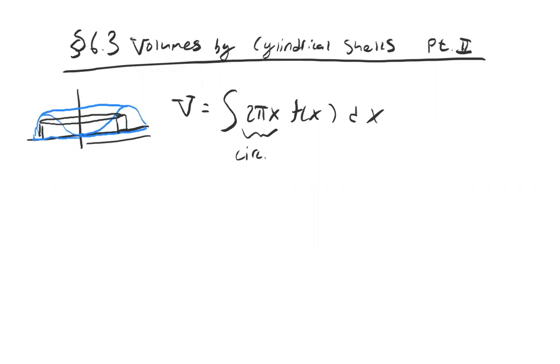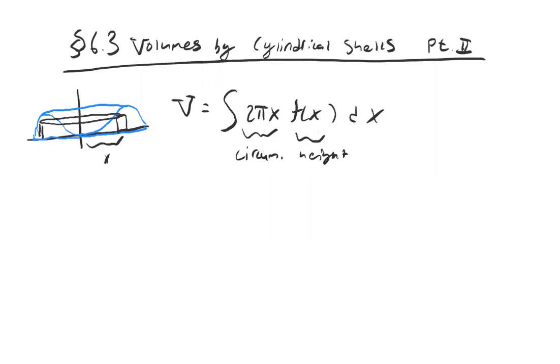Let me erase some of these lines. This distance down here is x, so the circumference of that circle is 2 pi x. Then you multiply that by the height of the shell, and that gives you the area of the cylinder, and when you integrate over dx, that gives you the volume. So in general, we want to draw these things, write down the circumference of the circle, and figure out what the height is. We're going to see some examples where it's not just the function there. We're going to have to be a little more clever. So just a heads up there.